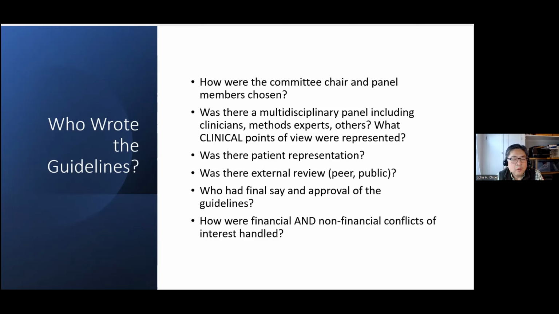What did they do with that? What happened if people had some significant conflicts of interest? Did they still get to vote on those clinical practice guidelines if there was a possibility that they might actually somehow gain benefit from it? So important things to think about. So who wrote them and who was at the table?